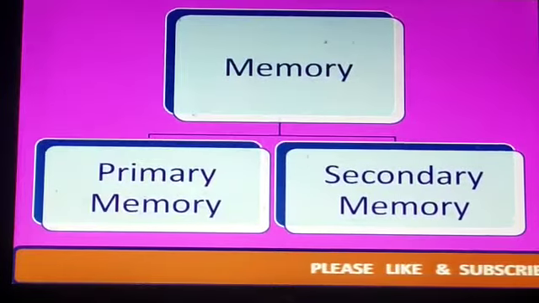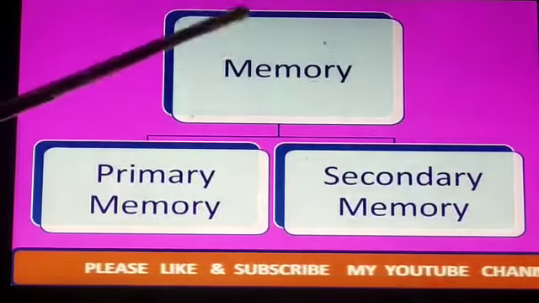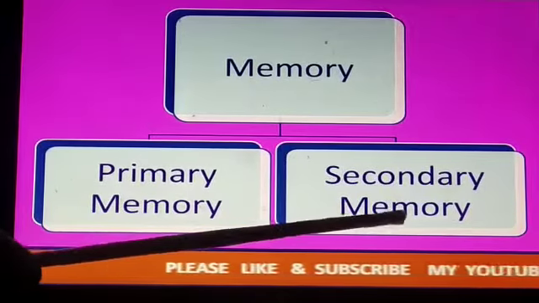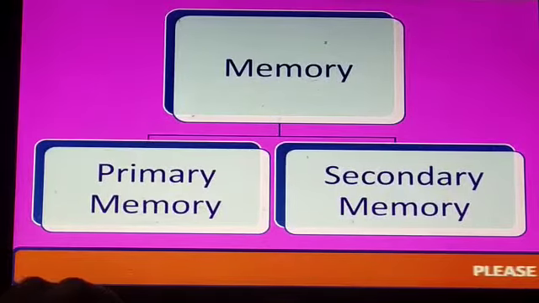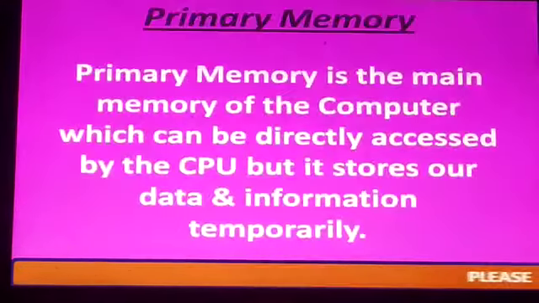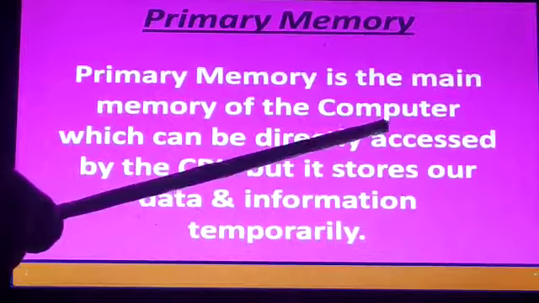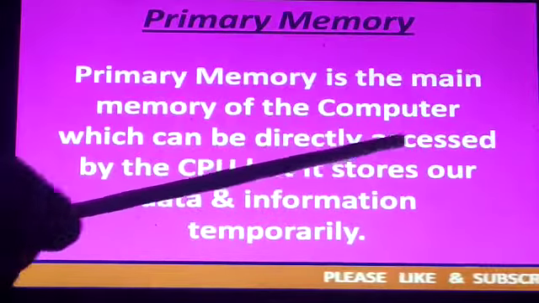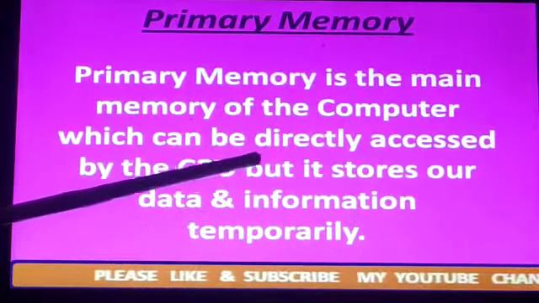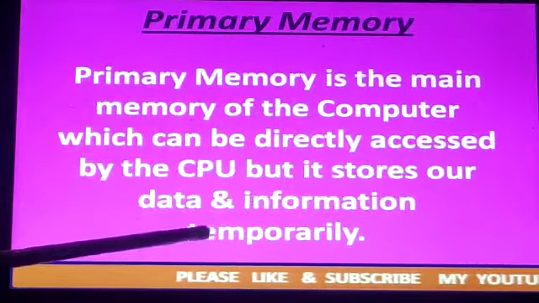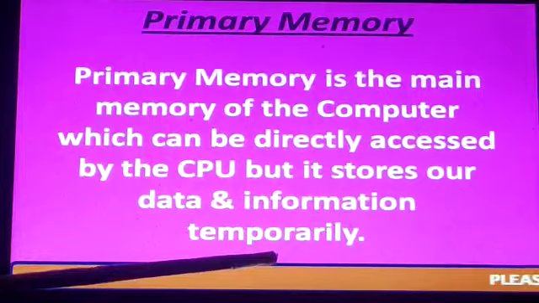Now see types of computer memory. There are two types of memory. First is primary memory and second is secondary memory. Primary memory is the main memory of the computer which can be directly accessed by the CPU. So its speed is fast but it stores our data and information temporarily.